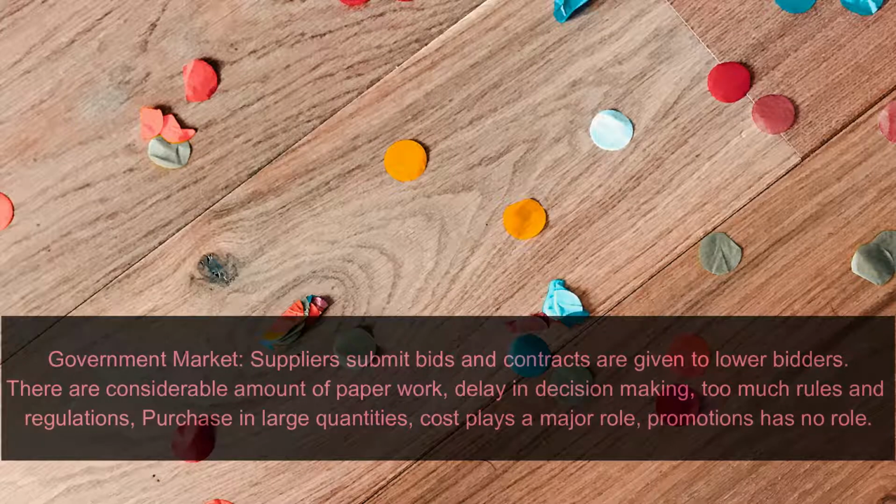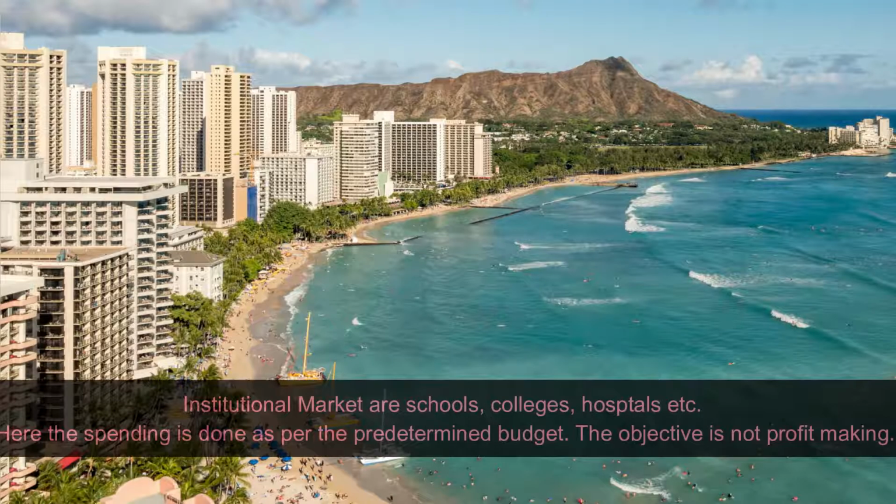Here government organizations typically require suppliers to submit a bid, and the contracts are given to the lowest bidder. Here we find a considerable amount of paperwork, and that's why the decision making process is very lengthy, and sometimes bureaucracy and red tapeism affect the government market. Government markets involve a lot of regulations. Politics plays a major role in the government market, and you can understand that product differentiation, advertising and personal selling hardly matter in the government market. Let's move to the institutional market.